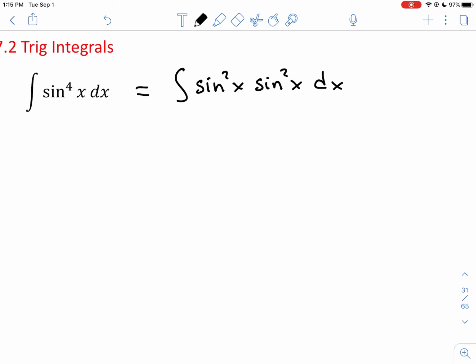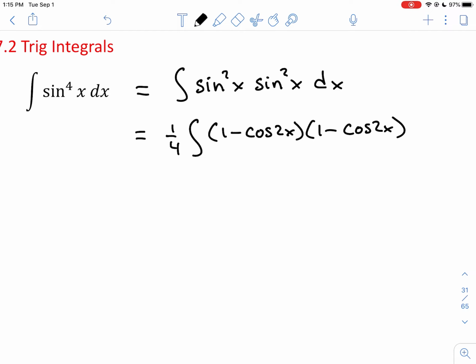So instead, I'm going to do the power reducing identity twice. So each of these sine squareds will become a 1/2 times 1 minus cosine 2x. And since each of them will have a 1/2, I can multiply the two 1/2s and make a 1/4 and put that in the very front. So there's the 1 minus cosine of 2x from the first sine squared, and here's the 1 minus cosine 2x from the second sine squared.